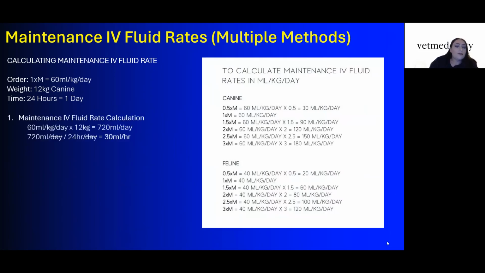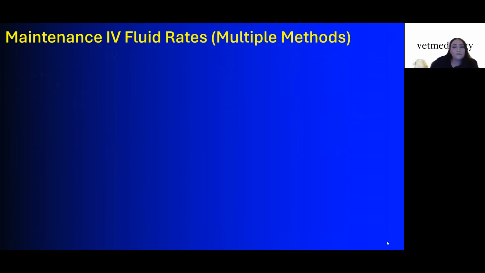So to go ahead and calculate this, we take 60 mils per kg per day times 12 kgs, which equals 720 mils per day. 720 mils per day divided by 24 hours per day gives us 30 mils an hour.